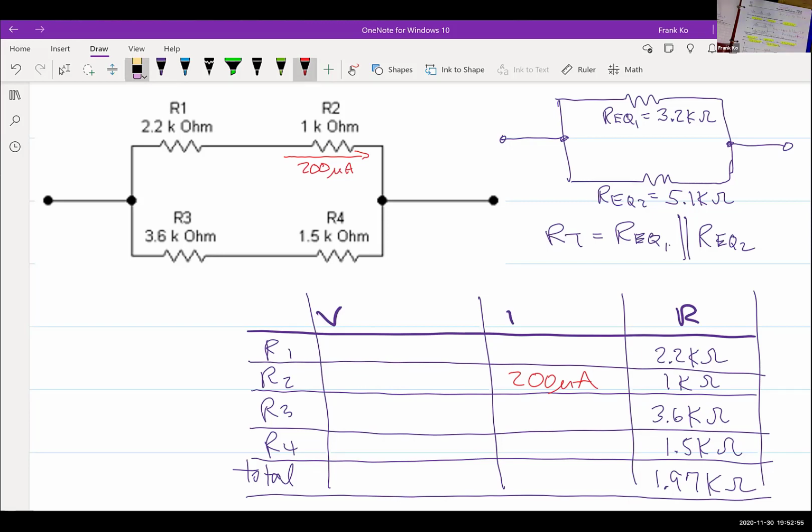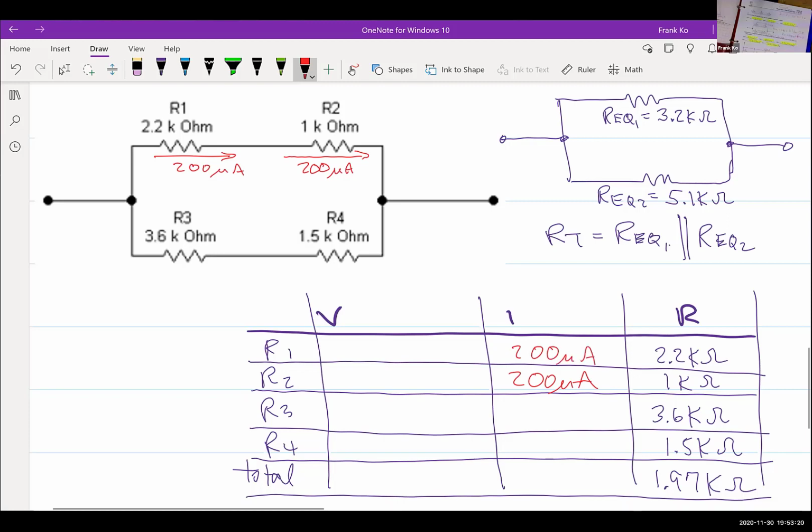What else do we know based on that current in that upper branch? Do we know the current that goes through here? It's got to be the same current because isn't R1 and R2 in series with each other? So it's got to be 200 microamps here as well, yes? One current path, so R1's got to be 200 microamps.